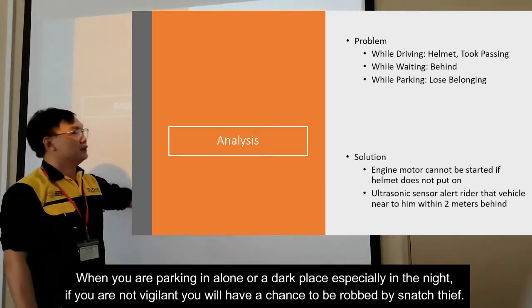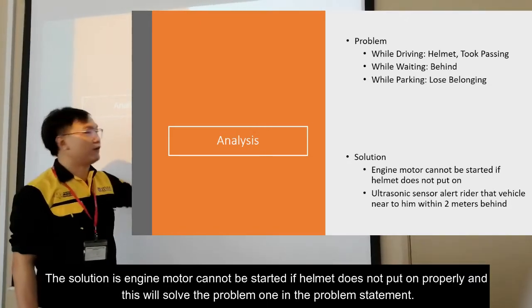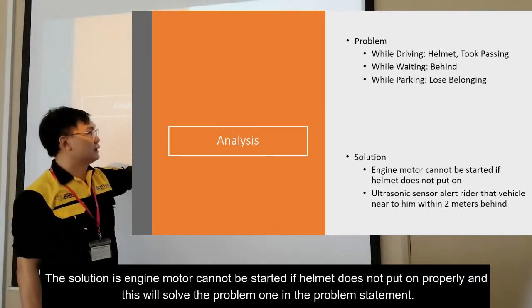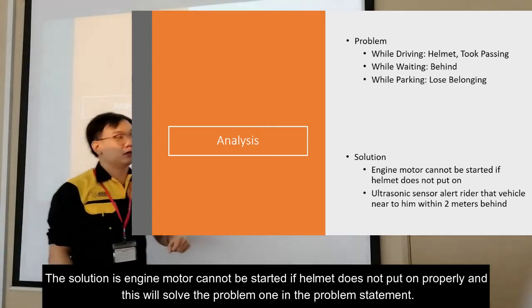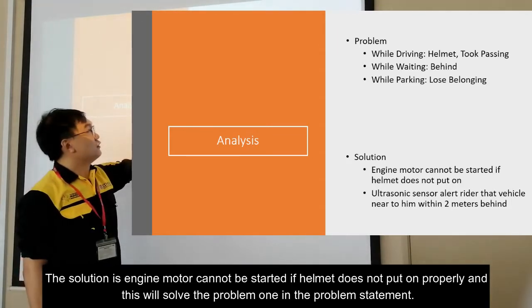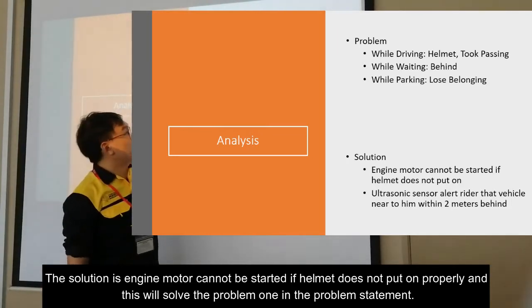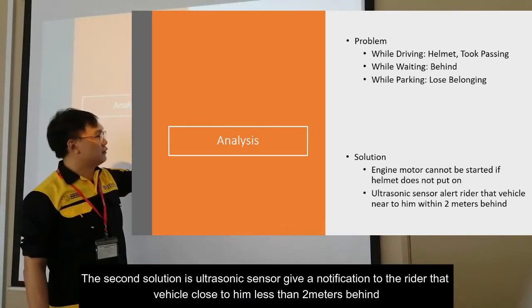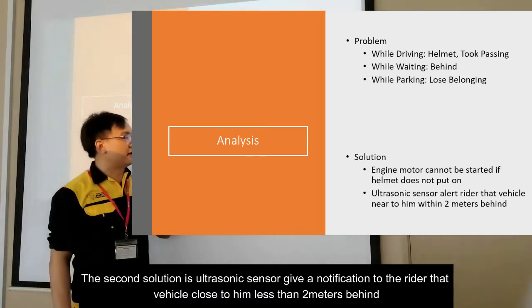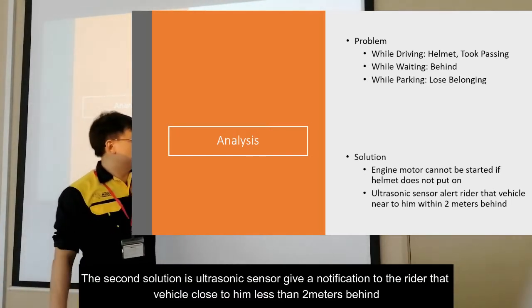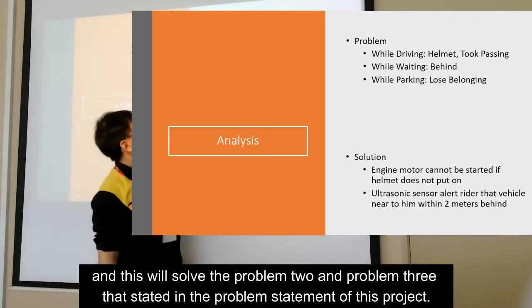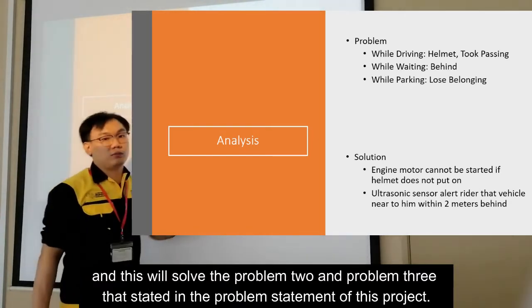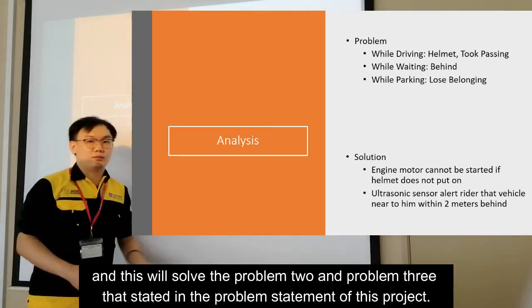And then the solution I came up with is that the engine motor cannot start if the helmet is not put on. So this will solve problems 1 and 2. And then the second one is the ultrasonic sensor, which alerts the rider that a vehicle is near him within 2 meters behind. So this will solve the second and third problems of my problem statement.